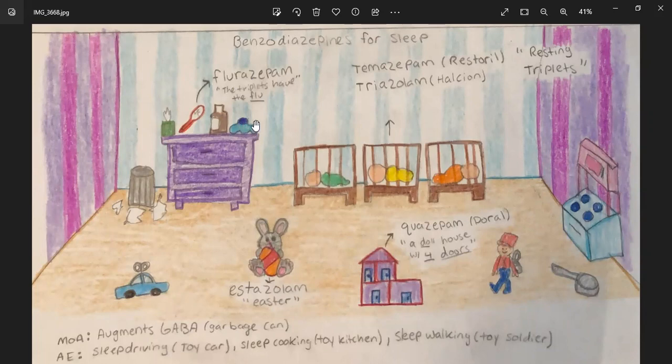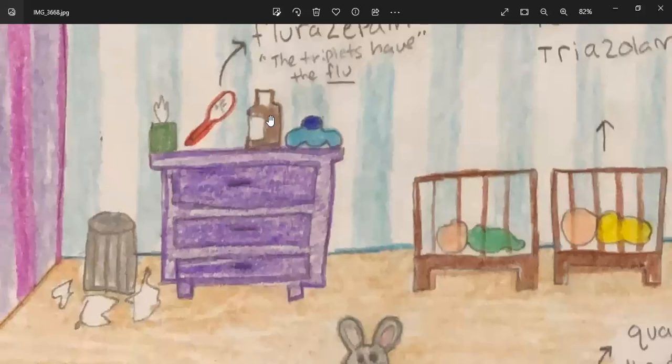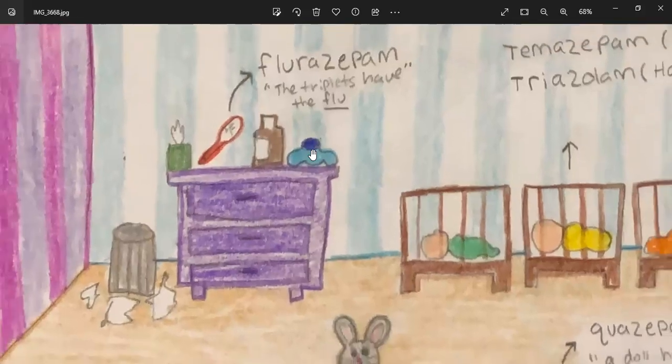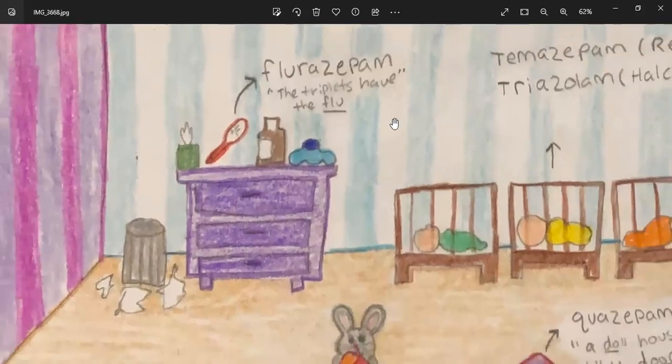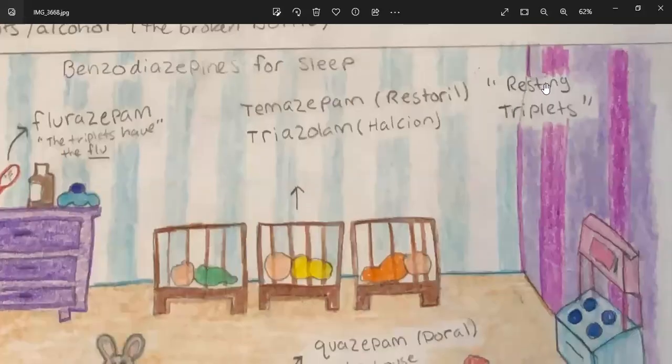So the triplets here, they have the flu. So I have a thermometer, I have tissues, I have this little medication bottle, and then like an ice pack for flurazepam. And over here we have our resting triplets. So we have these three babies, they are resting for the brand name Restoril, which is temazepam. And then the triplets for triazolam. So triplets, triazolam. So resting triplets for Restoril and triazolam.